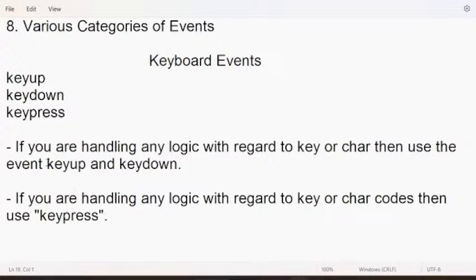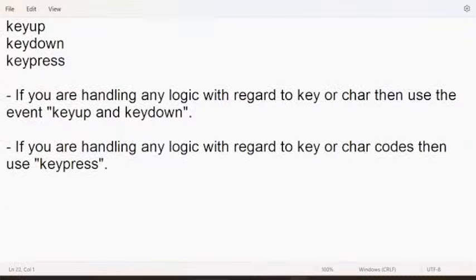This is important. If you are writing any logic and that logic is about the key you used, that means have you typed A, have you typed B, have you typed dollar, have you typed at the rate? If you are handling some logic related to the keys, the characters, then you use key up and key down. If it is related to codes, then you have to use key press. Code means what? Suppose every key has an ASCII code, like uppercase A is 65, and uppercase Z is 90. Every key has a code.